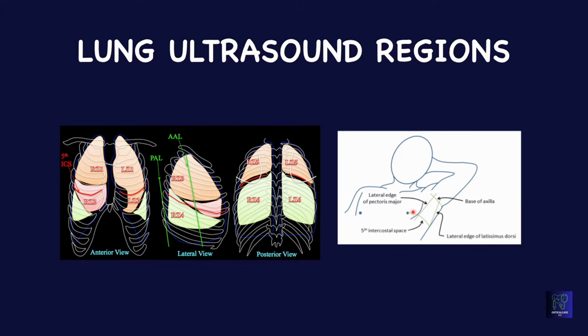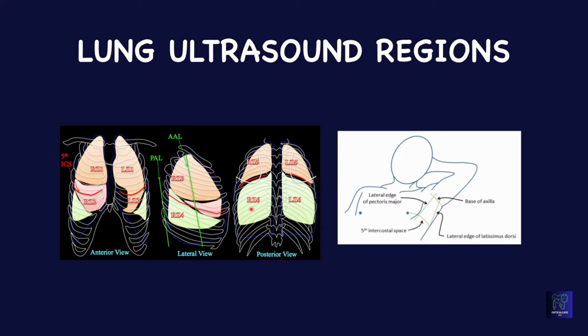Two imaginary lines are drawn, one along the anterior axillary line and one along the posterior axillary line, and one horizontal line is drawn along the fifth intercostal space, which runs just below the nipple. With these landmarks, the lungs are divided into 6 zones: two anteriorly, the superior and inferior, two laterally, and two posteriorly. It would be advisable to examine all 6 zones of the lung, but it may be time taking.